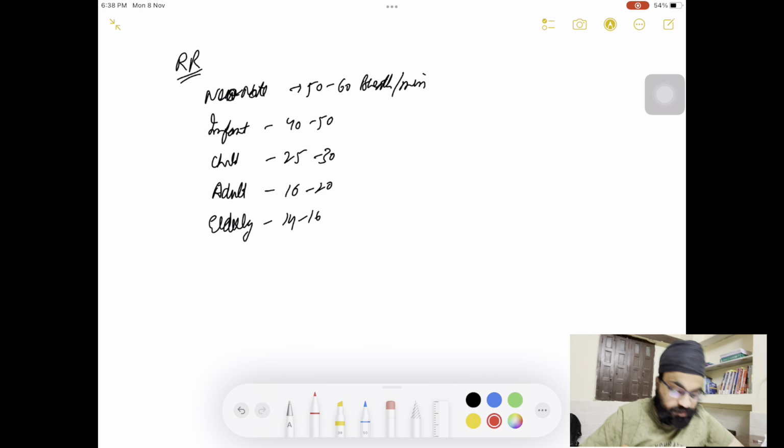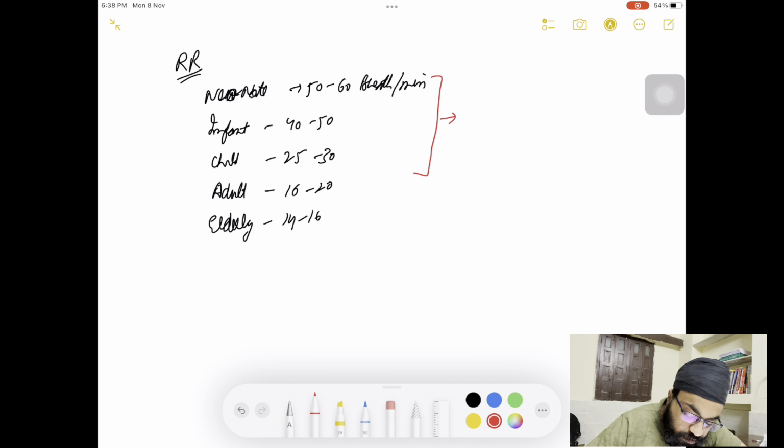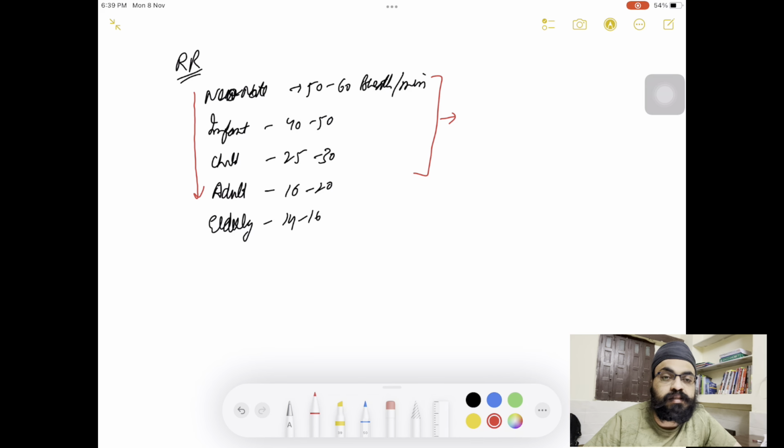Why is there such a huge variation? When the child is growing from neonate to adult, the surface area of the lungs is increasing and hence it can exchange more oxygen and carbon dioxide. A child has a small lung, small surface area, and in one breath it cannot exchange as much oxygen and carbon dioxide as an adult lung. So as a compensatory mechanism, the neonate or the child has more breaths per minute because of less surface area of the lung.